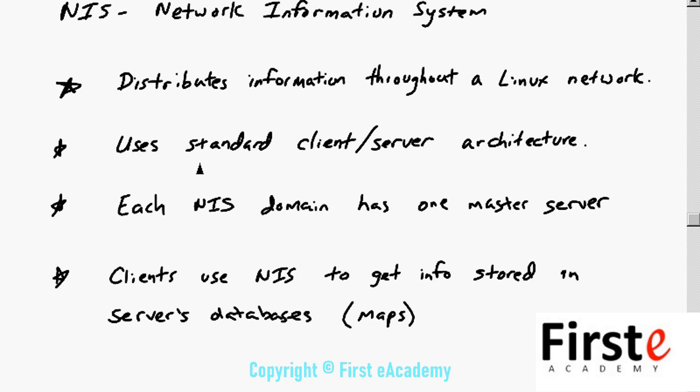NIS uses a standard client-server architecture. So the basic way it's set up is that each NIS domain has one master server that holds this shared information like the password file. Then clients that are out there use NIS to get the information stored in the server's databases. And the databases that hold shared information in NIS are called maps.